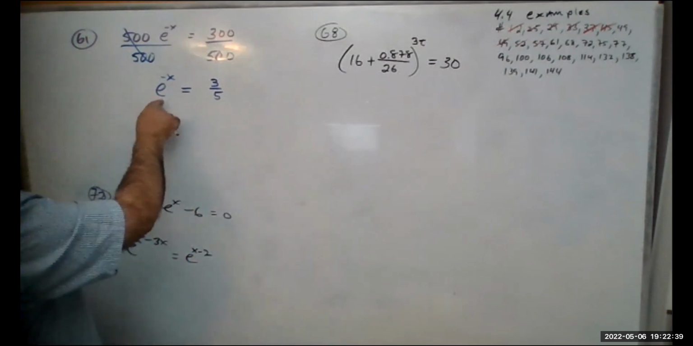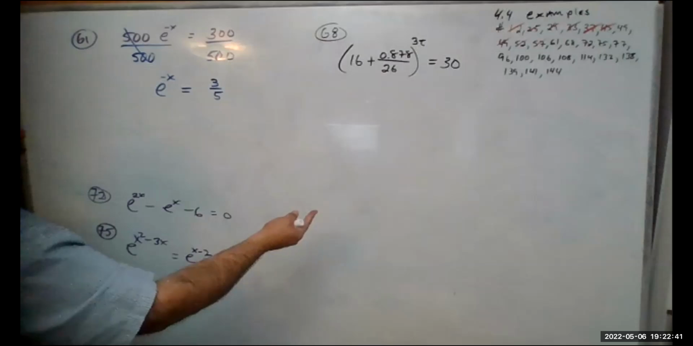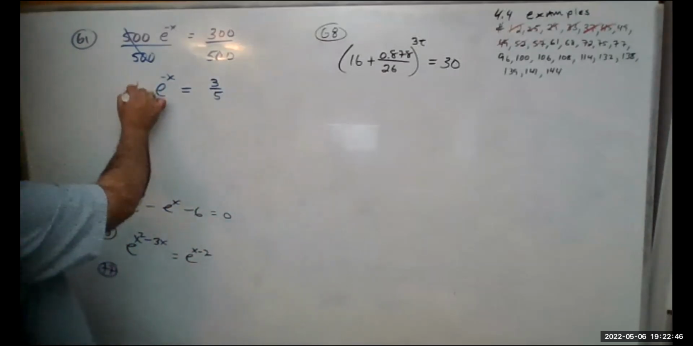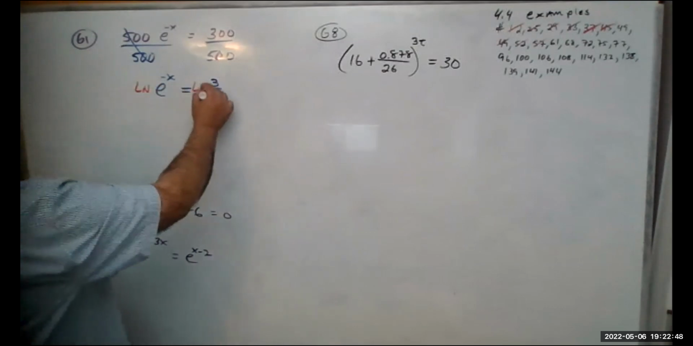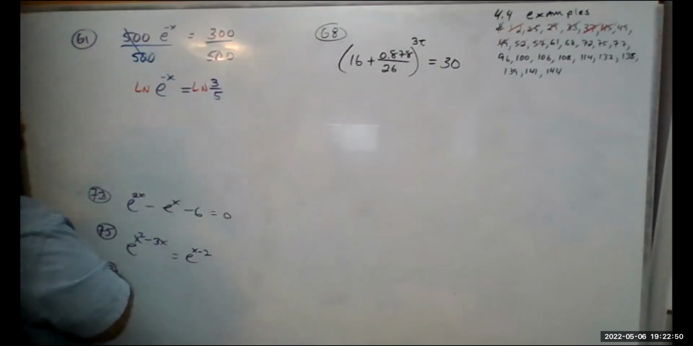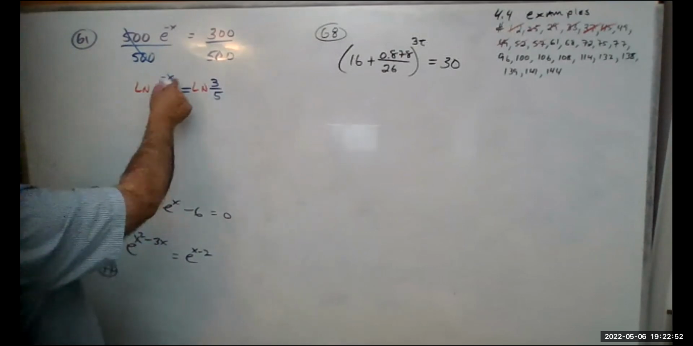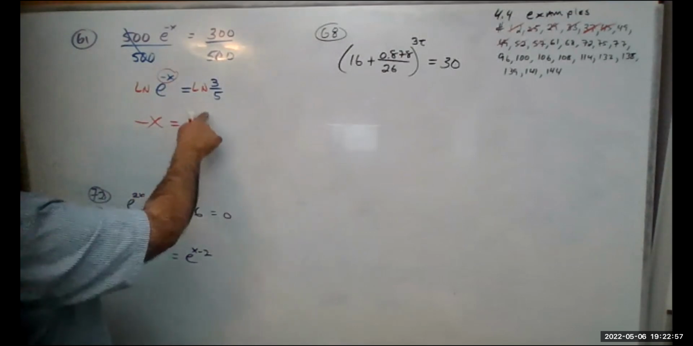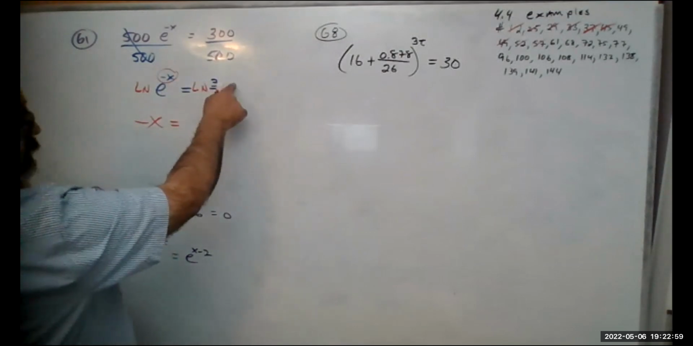Since it's a base e, we're going to take the natural log of both sides. This time we're going to use the natural log. Natural log of this side equals the natural log of that side. The natural log of e to the -x is that -x. Equals this side, the natural log of 3/5.